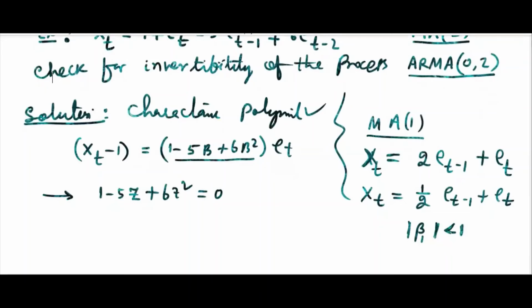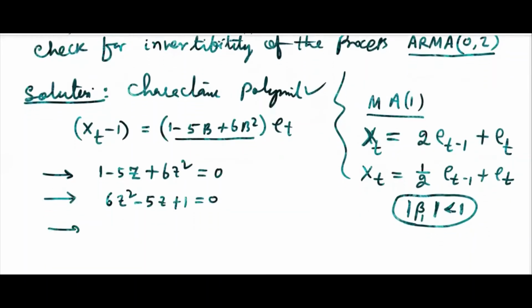Instead of checking whether the coefficients are less than 1 in absolute value, which is true for MA1, you have to find the roots of the characteristic polynomial, similar to AR(p) when you are checking for stationarity. So here you will get 6z squared minus 5z plus 1 is equal to 0. I don't think the roots will be greater than 1 in absolute value, so you can check it. If I'm not wrong, you will get the roots 1 by 2 and 1 by 3. So they are not greater than 1 in absolute value.